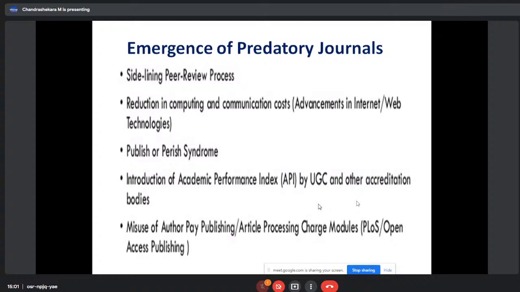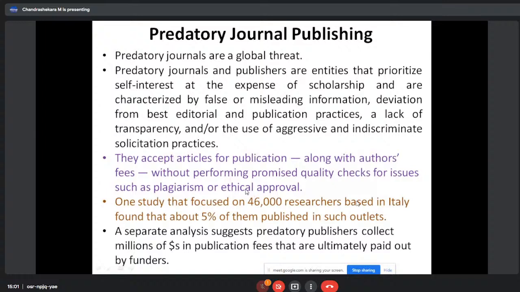Misuse of the author-pays publishing, the article processing charges model, okay, for example PLOS open access publishing. This is one author-pay or article processing charge model, and it is available, but they are bringing quality. They accept articles for publication along with the author's fees without performing promised quality checks for issues such as plagiarism or ethical issues, because they won't concentrate on that. They are not checking plagiarism, although many plagiarism software tools are available.